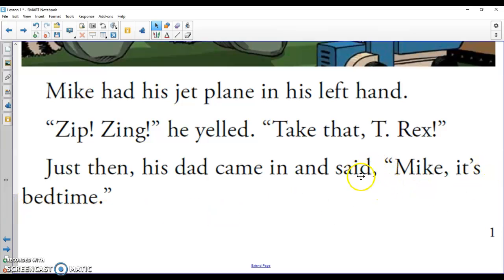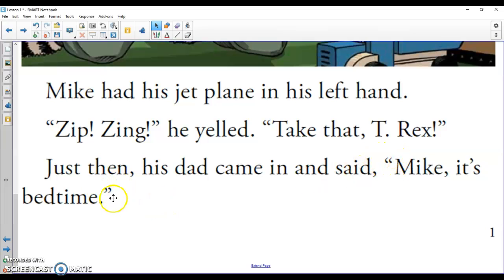Do you remember what this punctuation mark is called? Yes, it's a comma. And we use commas to pause or to list three things. But in this case, we're pausing because there's nothing to list. It just says, just then, his dad came in and said, here's a new punctuation mark.